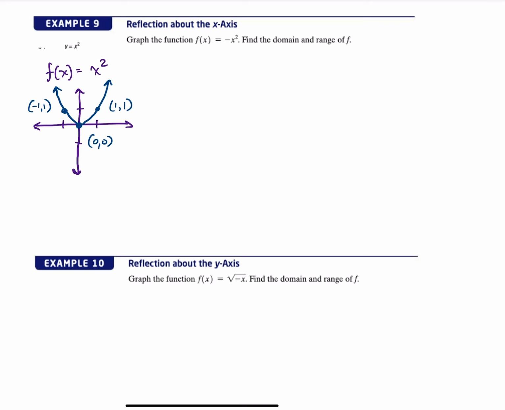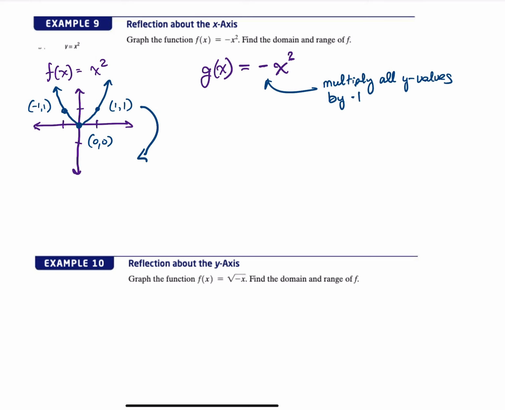And if we are doing, I'll call this one g of x, negative x squared, we can think, just like with a stretch multiplying all the y values by something, we're just flipping, changing the sign of all y values. So imagine multiplying all of the y values by negative 1. So that will effectively mirror the image across the x-axis.